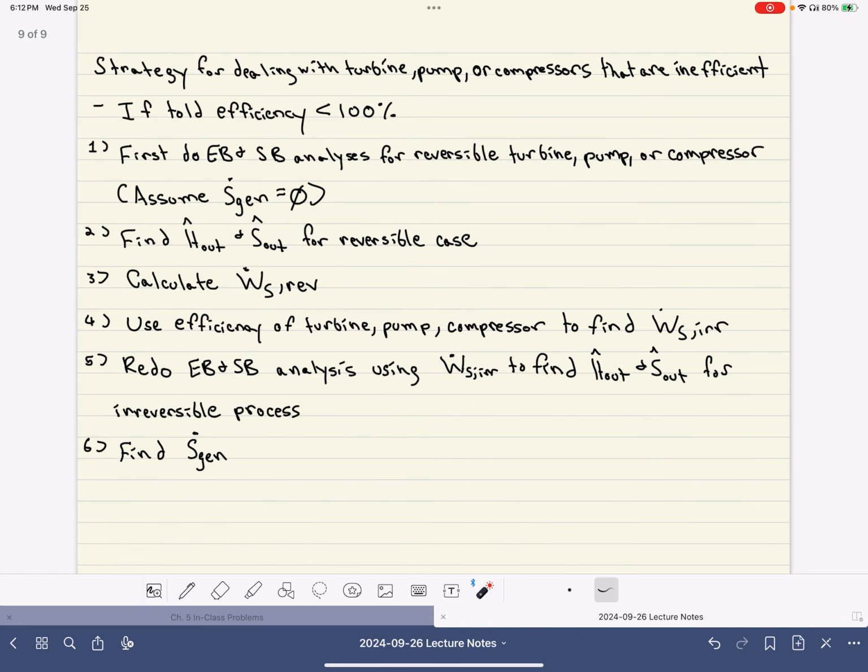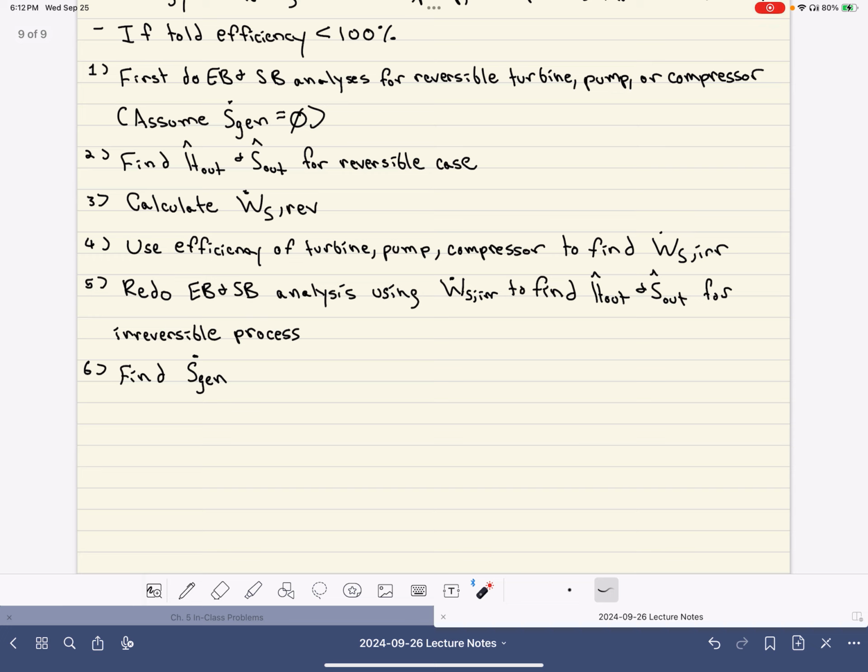Okay. Once you have this hypothetical reversible shaft work, you then use the efficiency given by the problem in order to calculate what the irreversible shaft work is, right? So the actual true work either produced or consumed by the unit operation. And then once you have that, you redo your energy or entropy balance analysis using that irreversible shaft work. And that will allow you to find the true enthalpy and entropy of the streams leaving the unit operation for that irreversible case. And then also you can use that to find the actual entropy generated by the process.